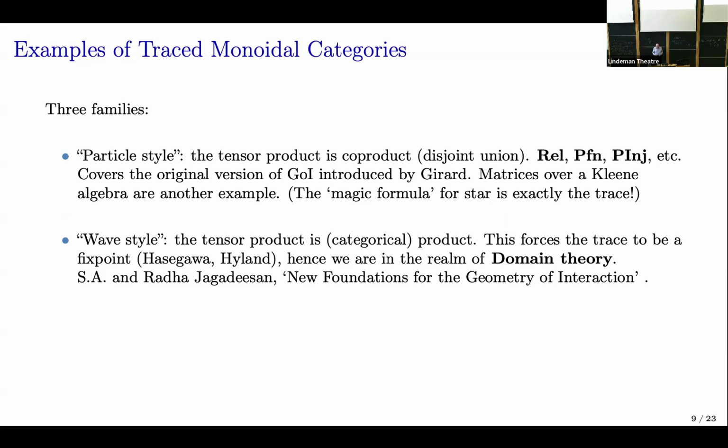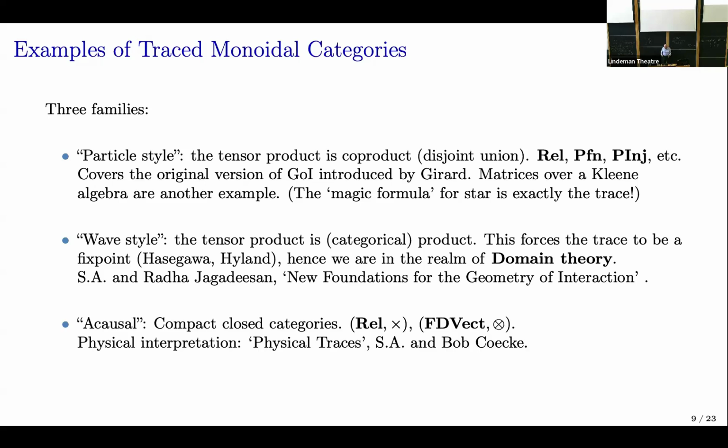Hasegawa and Hyland showed that if you take the trace monoidal category axioms where the tensor product is a categorical product, then it has to be a fixed point operator. And necessarily then we're essentially in the realm of domain theory. And this was exactly what the new foundations example gave. And by the way, this led on to the notion of concurrent games, which I introduced with Paul-André Méliès in '99. And now there's, of course, a big activity on the more general notion of concurrent games by Glynn Winskel, Pierre Clairambault, and their co-authors.